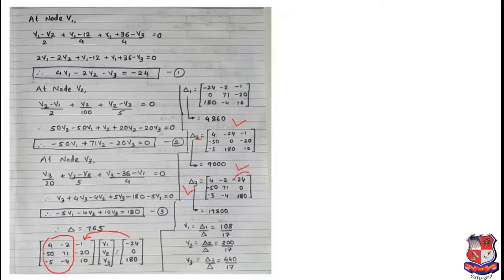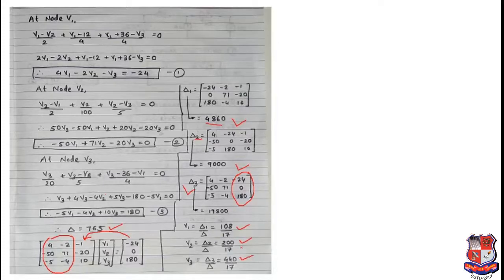So you can see over here that delta 3 is found by using the determinant where the third column is changed. Now once you find delta 1, delta 2, delta 3, you just have to divide these values by the determinant of the original matrix. That will give us V1, V2 and V3.